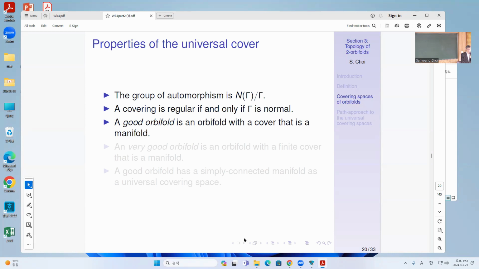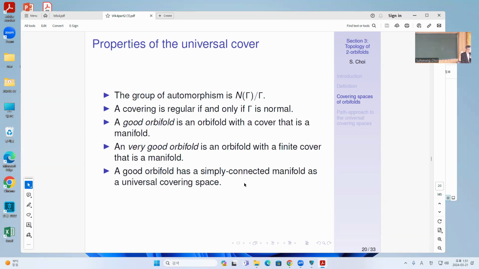So these are all the same as in the ordinary covering space theory. And so a good orbifold is an orbifold with a cover that is a manifold. Another way to say it is that it's developable. That's Haefliger's terminology, and good orbifold is Thurston's terminology. Sorry, this should be: a very good orbifold is an orbifold with a finite cover that is a manifold. Okay, so that's finite.